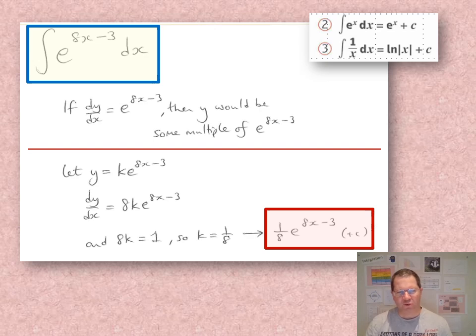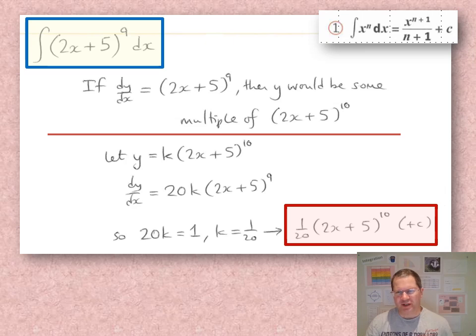So let's let y equal some multiple of e to the 8x minus 3, i.e. k e to the 8x minus 3. When we differentiate that by the chain rule, we get 8k e to the 8x minus 3, which means if we compare that with the thing we're integrating, 8k is equal to 1, which means that k is 1/8, and therefore the integral of e to the 8x minus 3 with respect to x is 1/8 of e to the 8x minus 3 plus c.